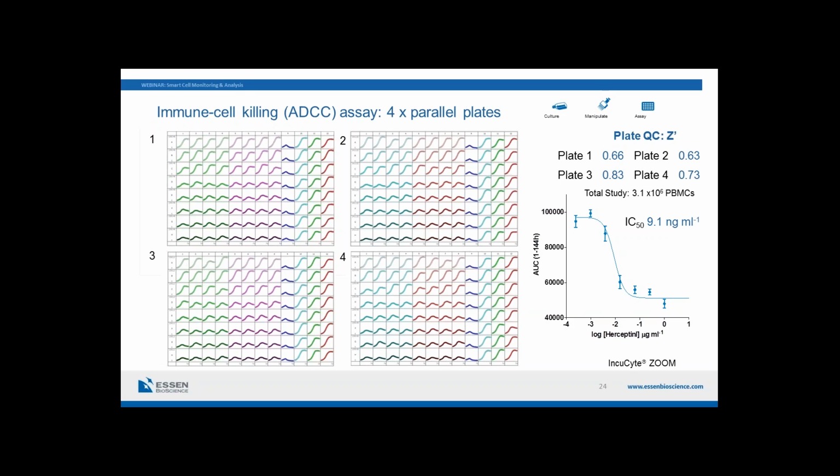Okay, and then finally for this story, we can do this at scale. I show a 4-plate study here with IncuCyte Zoom. You could actually do 6 plates, and you could do 6 or 8 4-well plates, but the example here is 4 times 96-well plates.